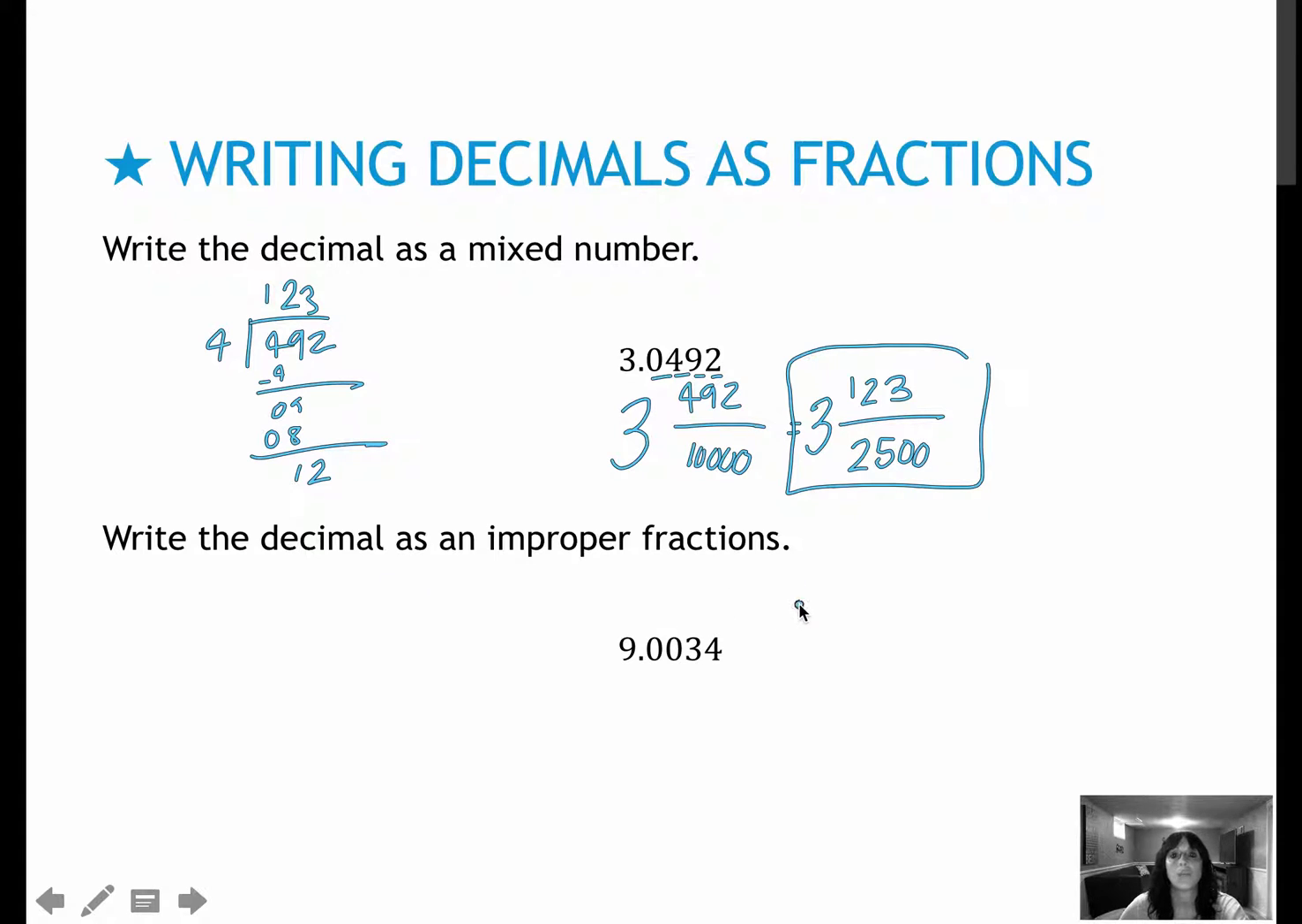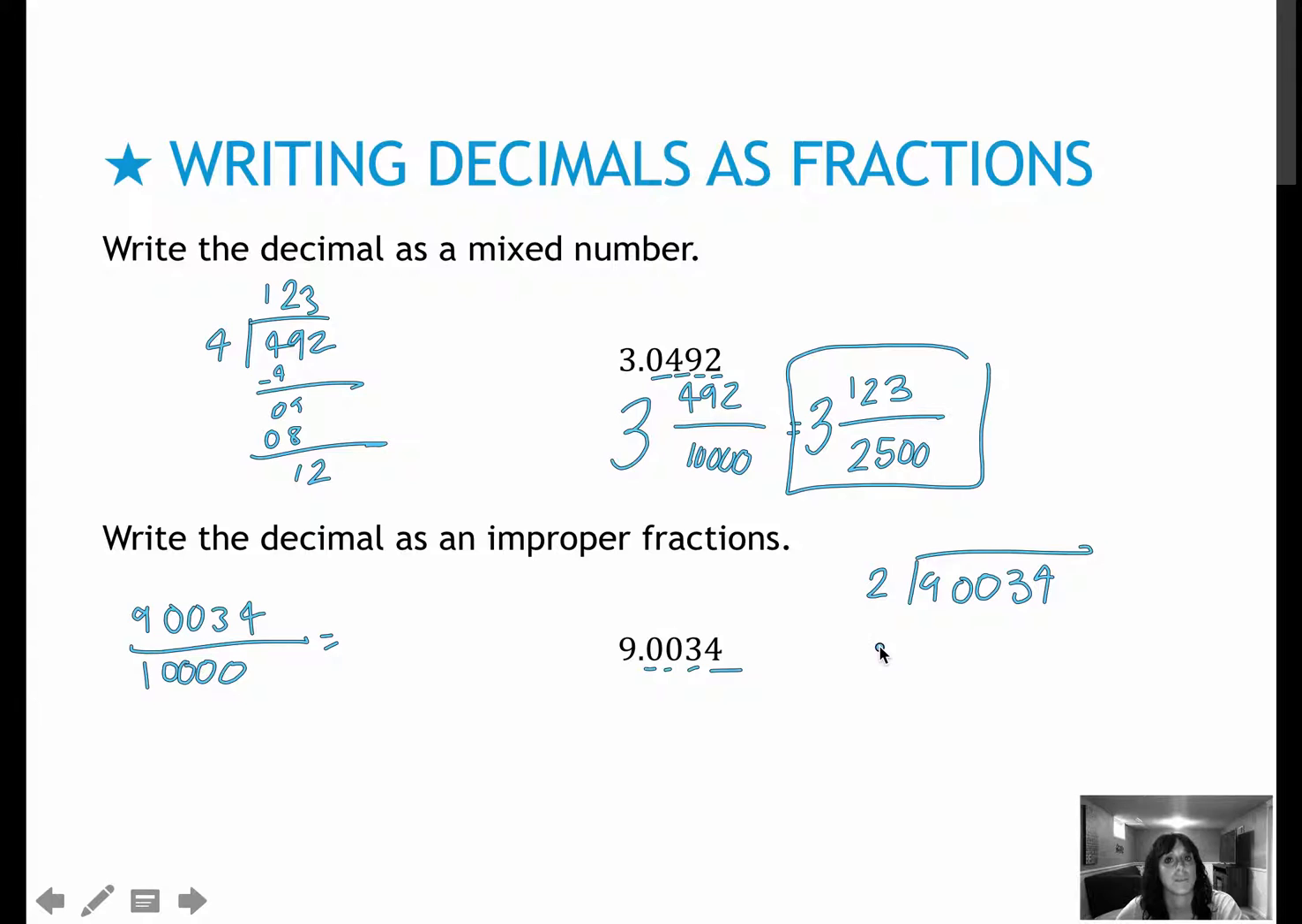To write it as an improper fraction, I would, of course, put the entire value over, again, tenths, hundredths, thousandths, 10,000ths, and then reduce what I can. It looks like both of these are even, so I'm going to divide them both in half. If you need to do some long division, if I divide them in half, that means I'm dividing by 2.